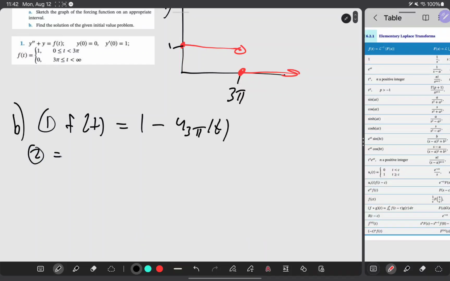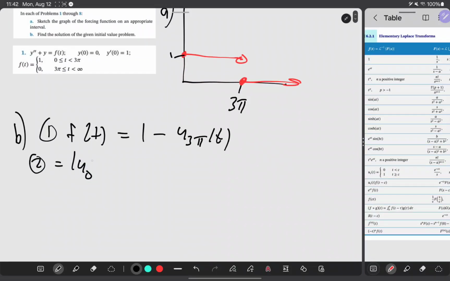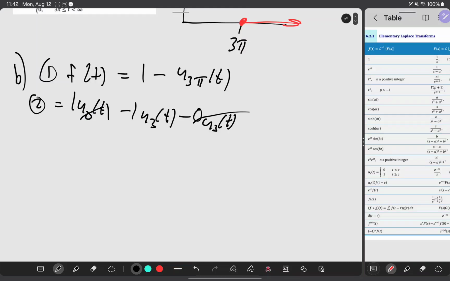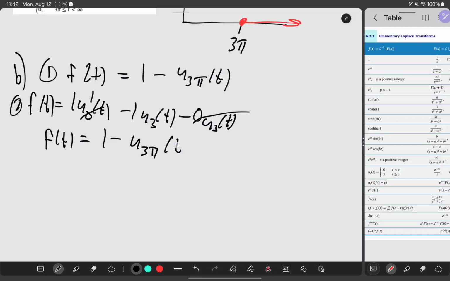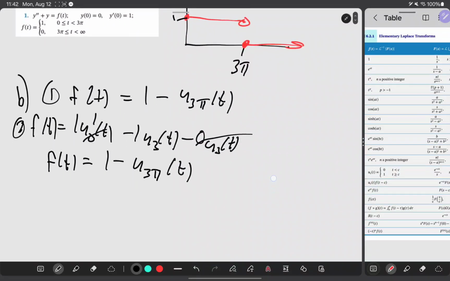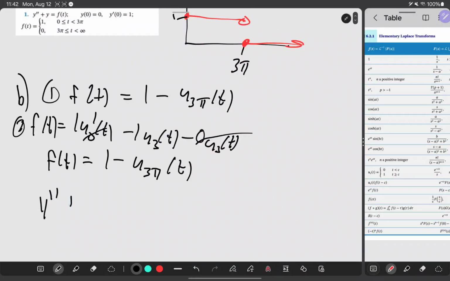If I were to do the other method, we'd have 1 times u of 0 of t minus 1 times u of 3 pi of t minus 0 times u of 3 pi of t. Obviously, zeros cancel out. U of 0 is 1. So f of t is definitely 1 minus u 3 pi of t. So let's put it all together now.